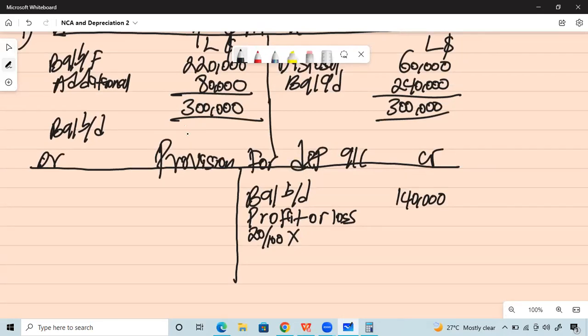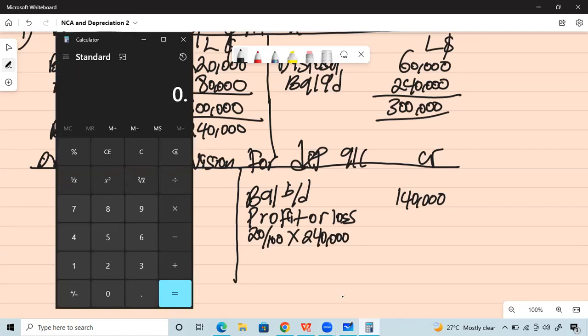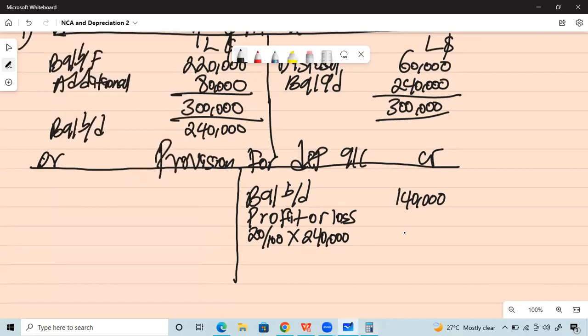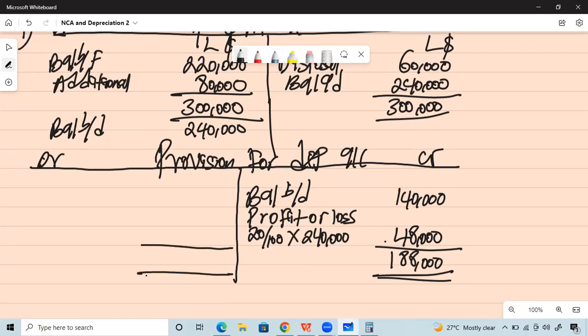So you're now going to say 20% of 240,000. So 0.2 multiplied by 240 is 48,000. So this is 48,000. So your total depreciation now is 188,000. So you close the account as well. 188,000. And we are going to be expecting a balance.